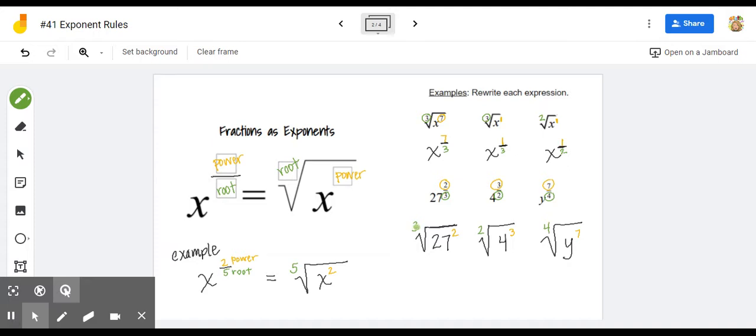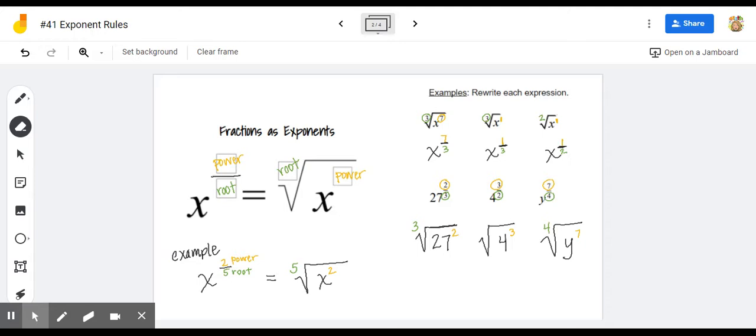So the first one has a cubed root, the second one has a square root, and the third one has a fourth root. Now on the square root, guys, I actually don't have to write the 2 on the outside since a square root is the smallest type of root we can own.